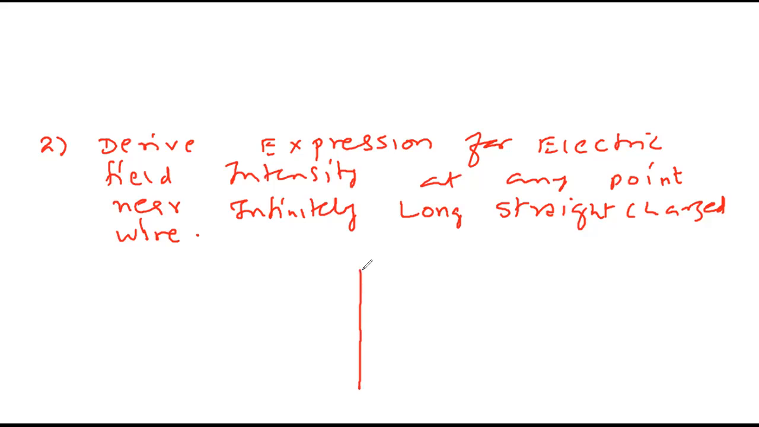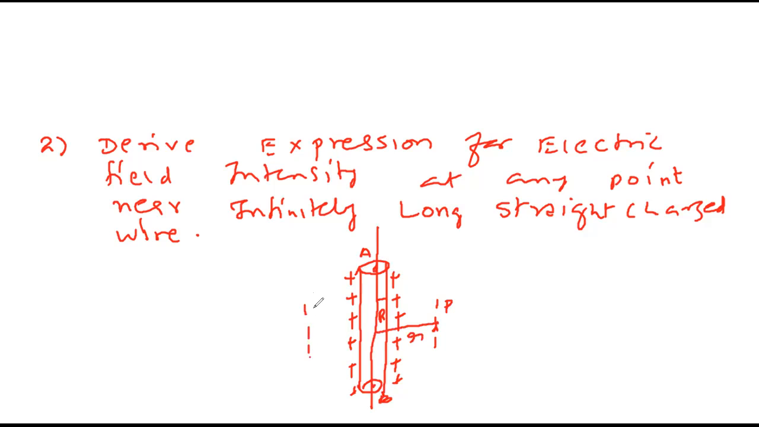Just draw this diagram of a long wire. Radius is capital R. It is charged uniformly with positive charge, having linear charge density lambda. You draw the diagram, then I'm explaining. P is a point near this wire at distance r from the axis. I'm drawing the Gaussian cylinder CD of length L, coaxial with AB. It will pass through point P. Intensity is directed normally outward here, to this elemental area. It is also the same.